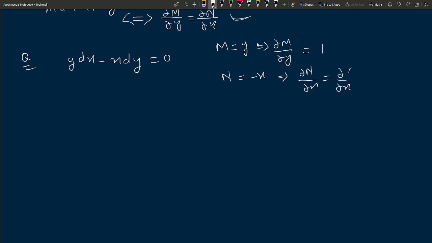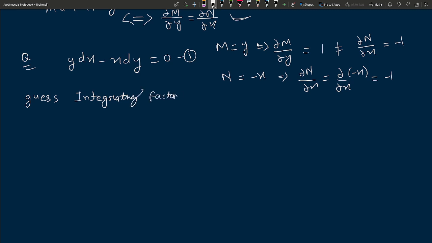Del by del x of minus x is equal to minus 1. So del m by del y is not equal to del n by del x, because this is 1 and del n by del x is minus 1. But it can be made into exact. What I will do is guess an integrating factor. I will solve this by guess: the integrating factor is 1 by y square.